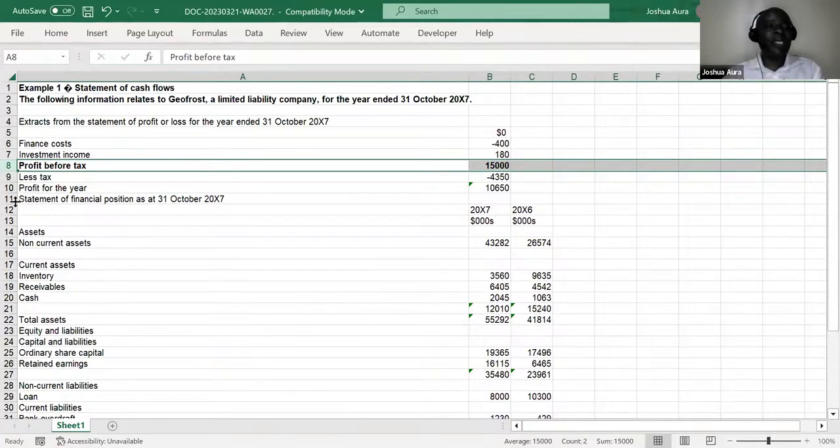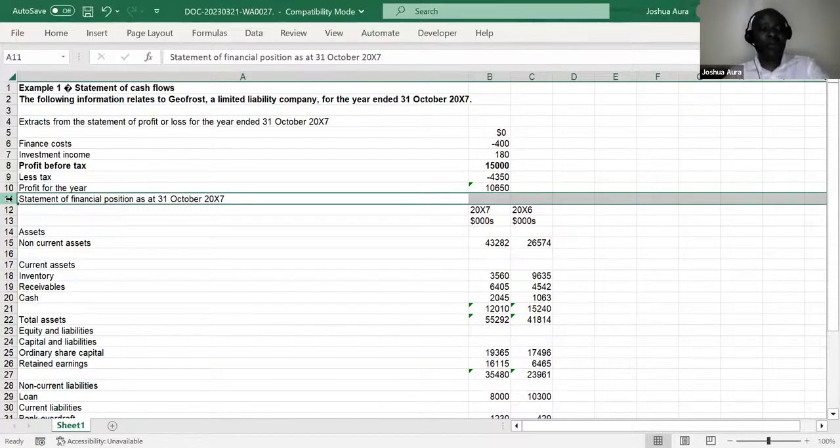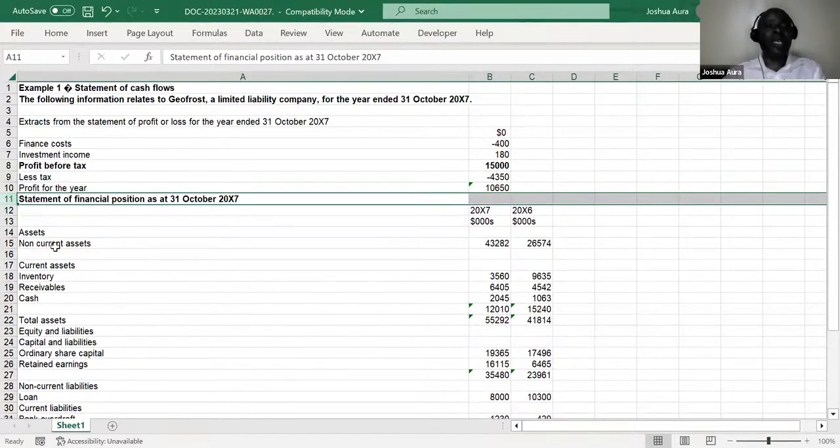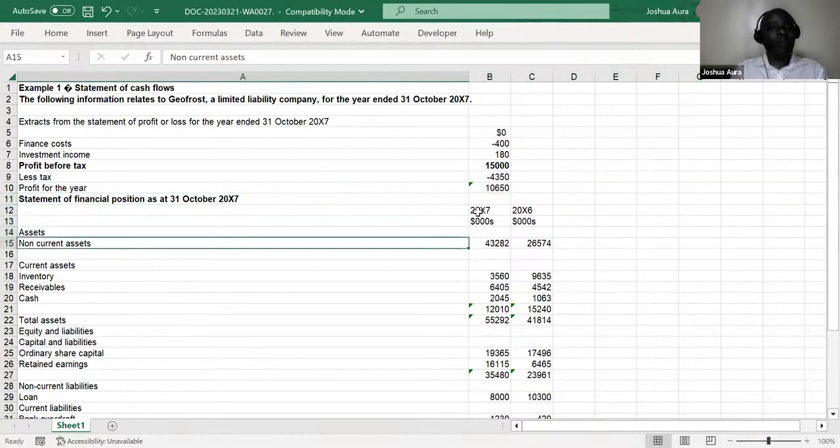And then they've given me the statement of financial position, with assets and current assets. The first thing you're supposed to know whenever examiners tell you to do a statement of cash flows: the income statement will be for the current year only, 1 year. But for the balance sheet, we must be given how many? 2 of them, for the opening balance and the closing balance. So 2006 will be the opening balance, 2007 will be the closing balance.